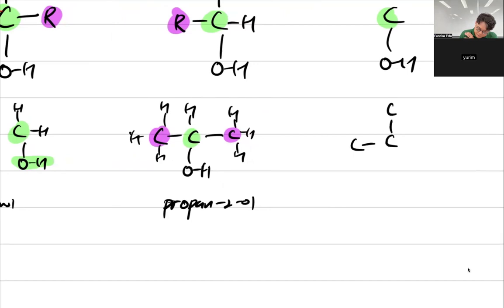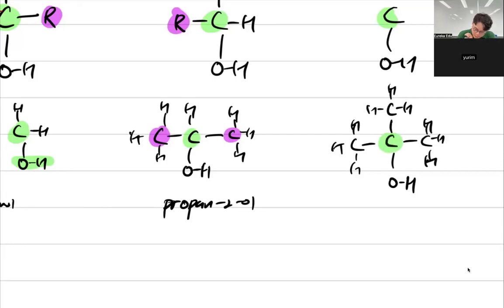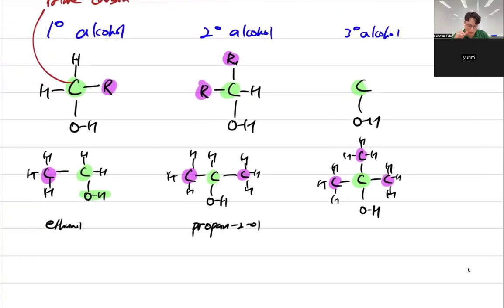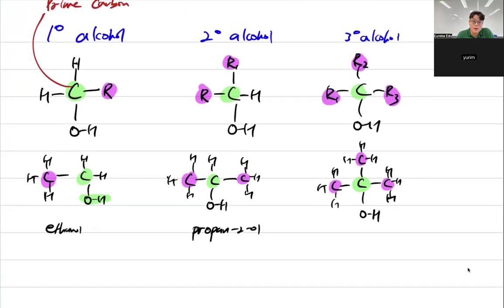A tertiary alcohol will look like this. We can have a structure of OH attached to a carbon with three carbon chains. Can you see how it is attached now? Looking at the prime carbon, you can see that there are three carbons attached to it. So this is what we call the tertiary alcohols. It's very important to know the difference between primary, secondary, and tertiary, because by understanding that, you understand the chemical reaction differences between them as well. Any questions up to here?